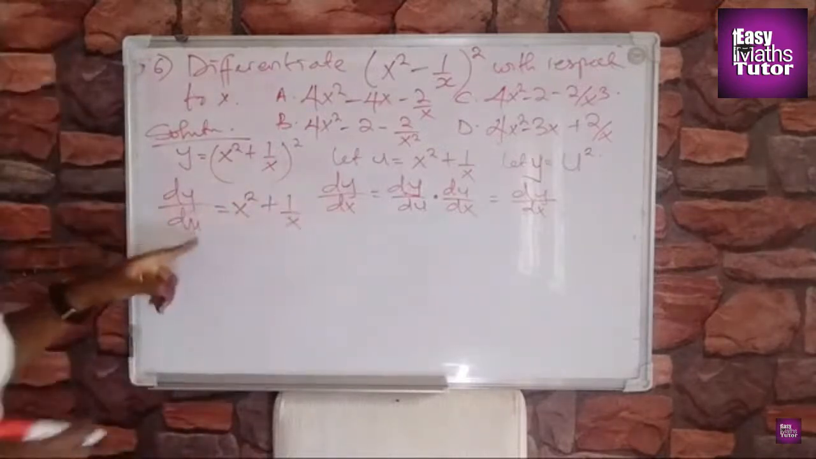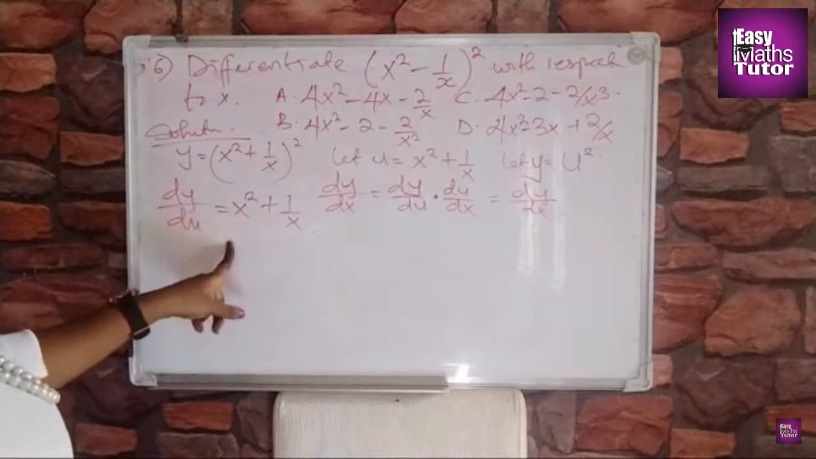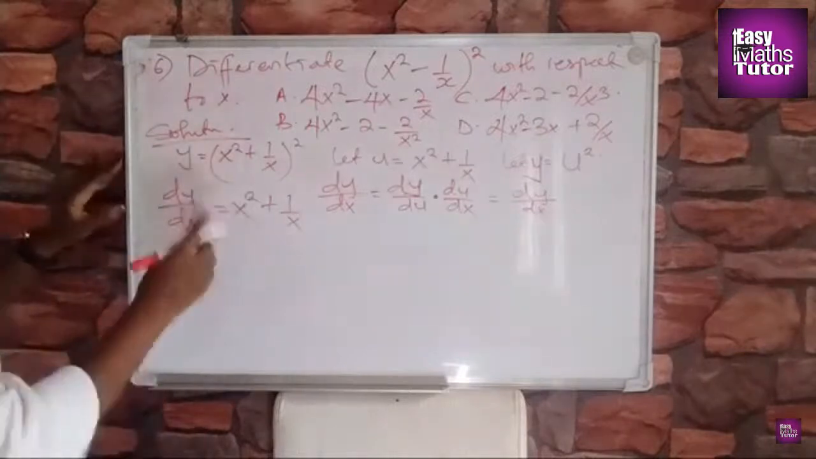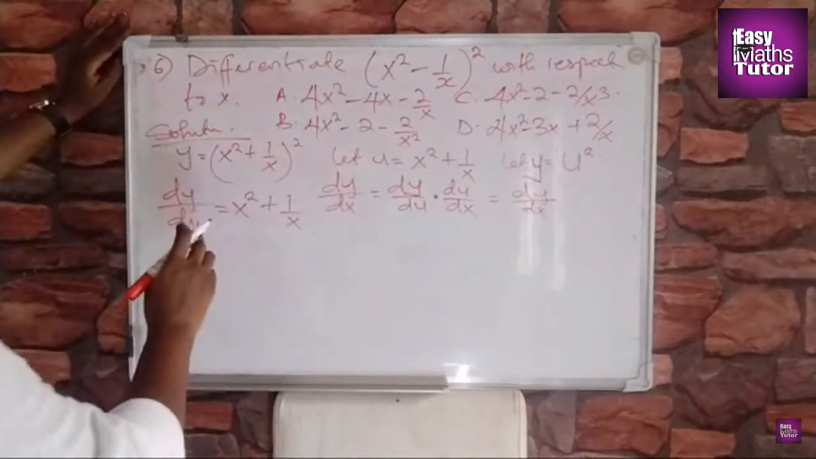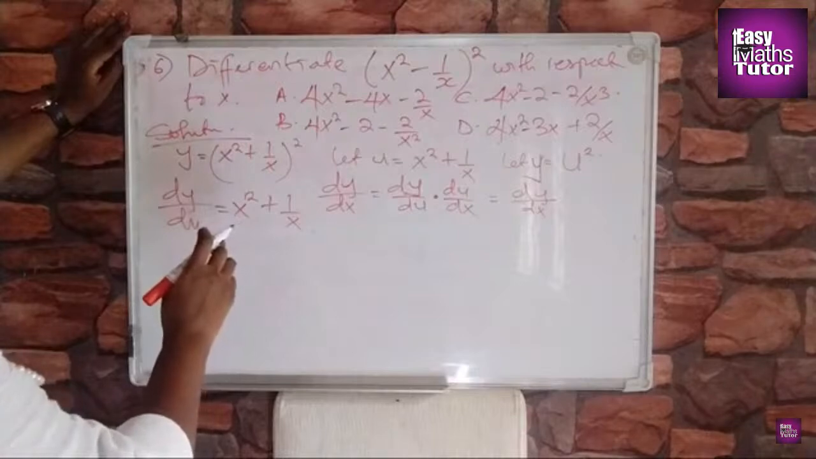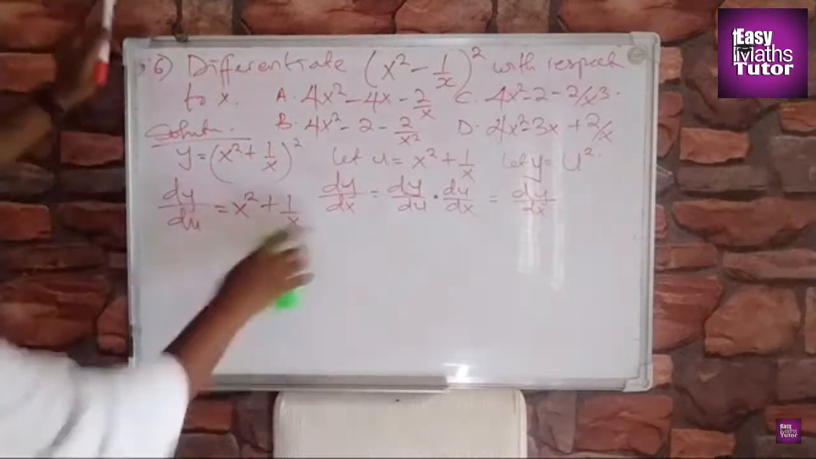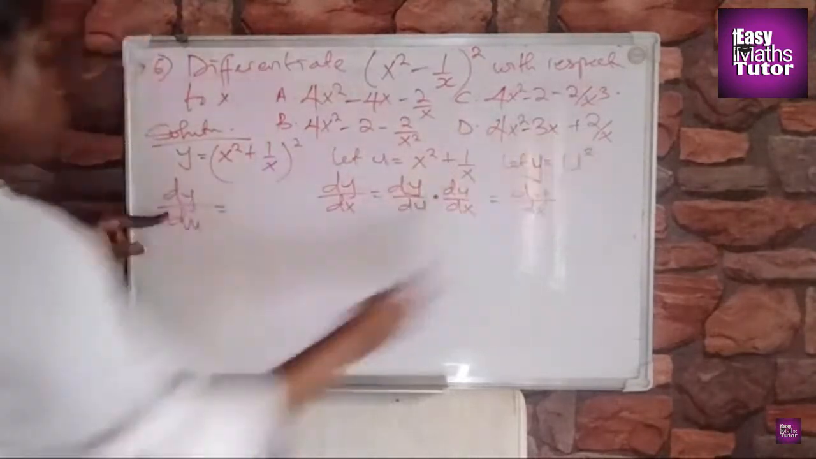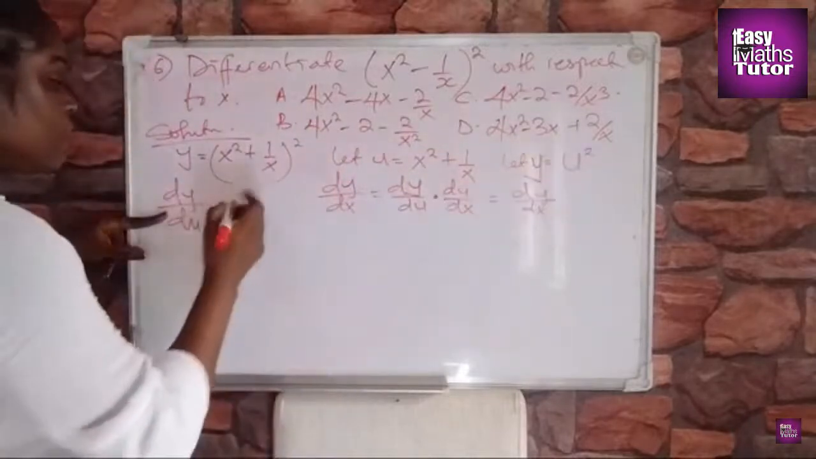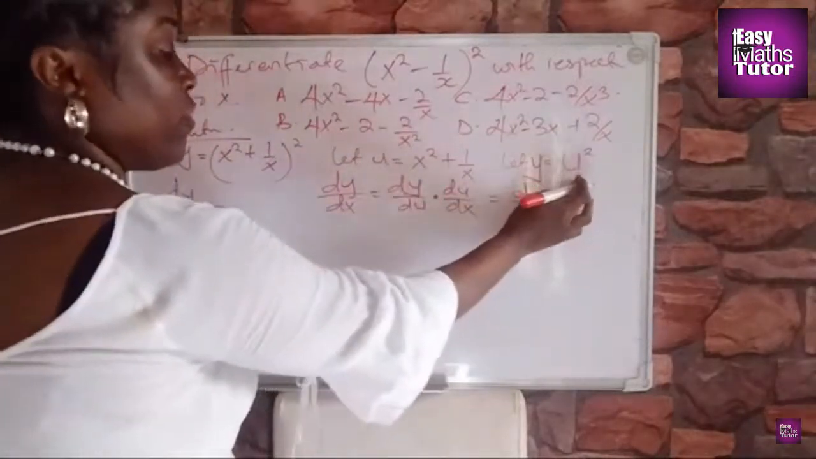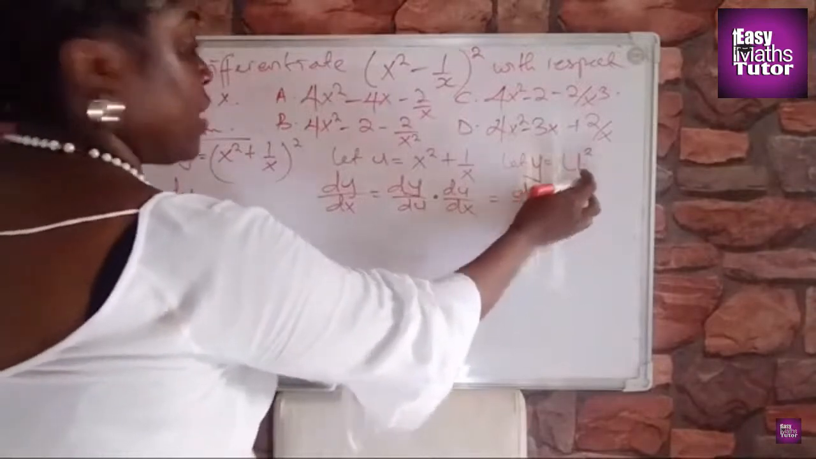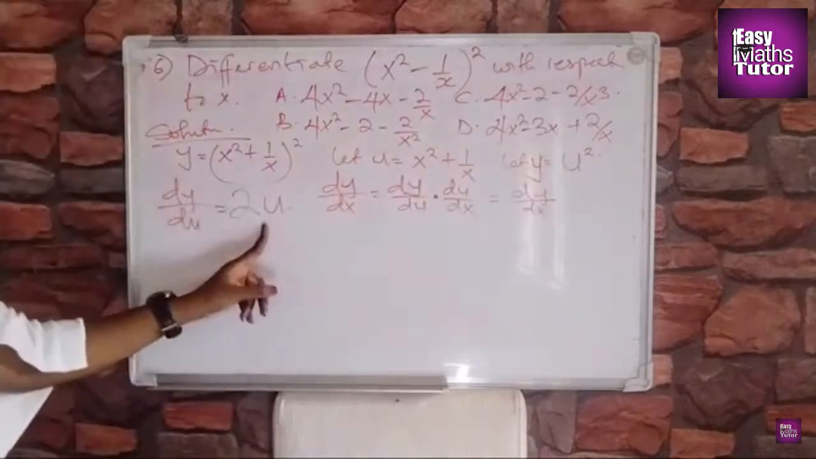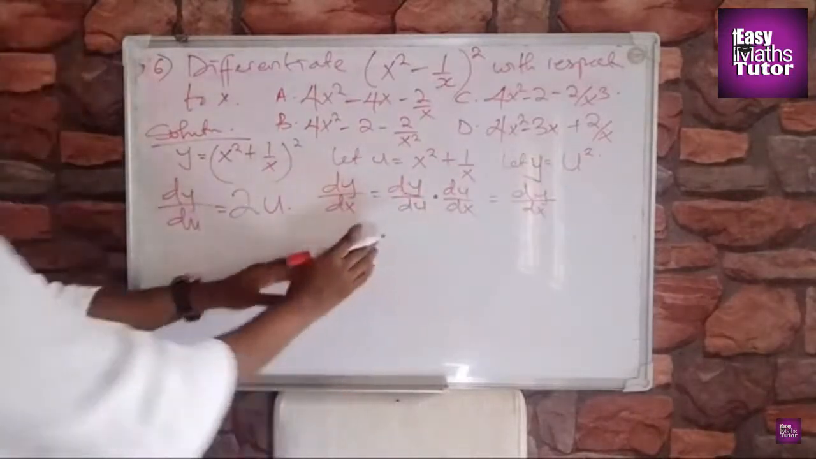Right? So we're going to find, sorry, dy/du. Sorry for that error. Let's clean it off quickly. dy/du, right? We're finding this function with respect to u. So that would be 2u. So now we've gotten dy/du.